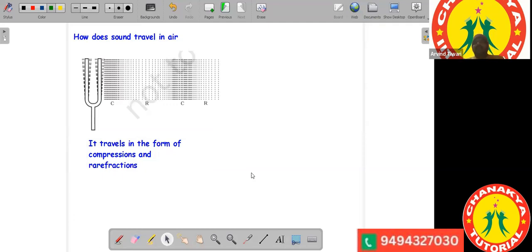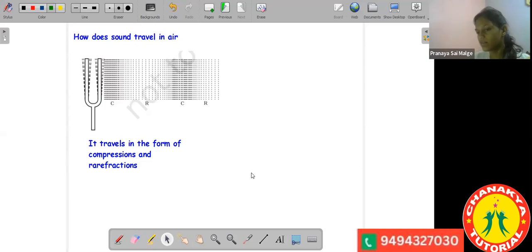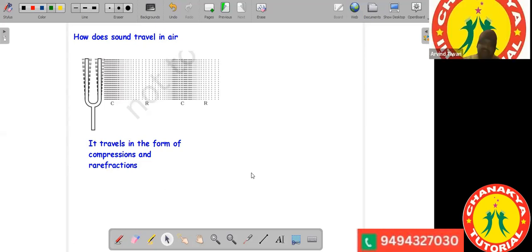Now let's see the speed of sound in air. What is the speed of sound in air? Around 340-something meters per second. Yes, the speed of sound in air is nearly 340 meters per second.